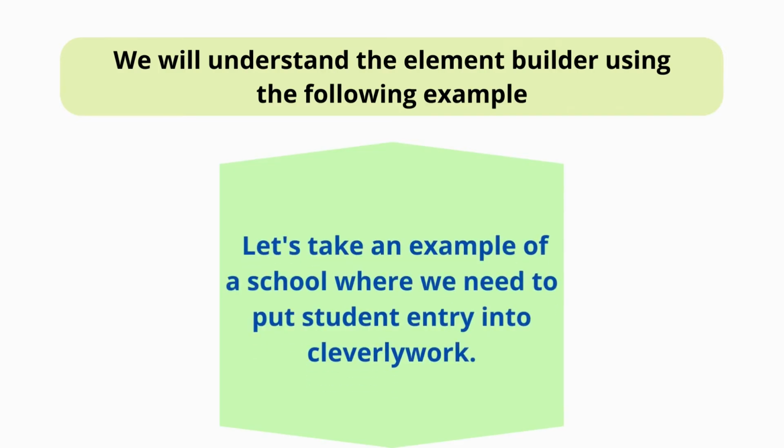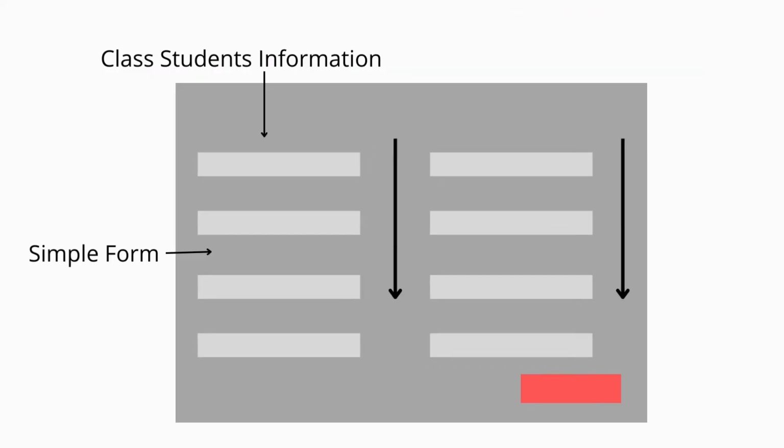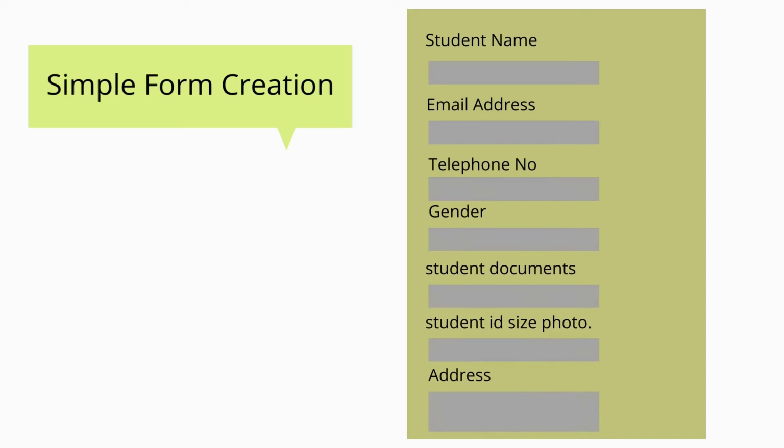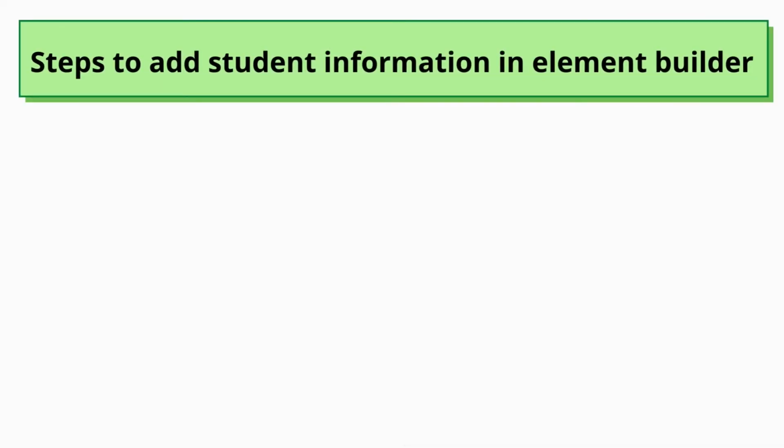Let's take an example of a school where we need to put student entry into CleverlyWork. Suppose we have to store the information about students present in a single class. In this case, we will create a simple form named Class Students Information. The Class Students Information contains form fields like student name, address, email address, telephone number, age, gender, student documents, and student ID size photo. Steps to add student information in Element Builder.